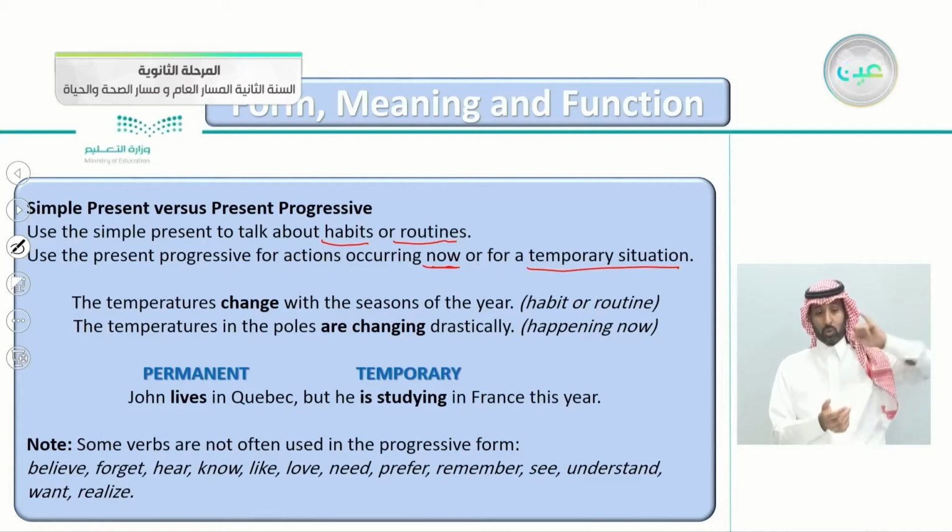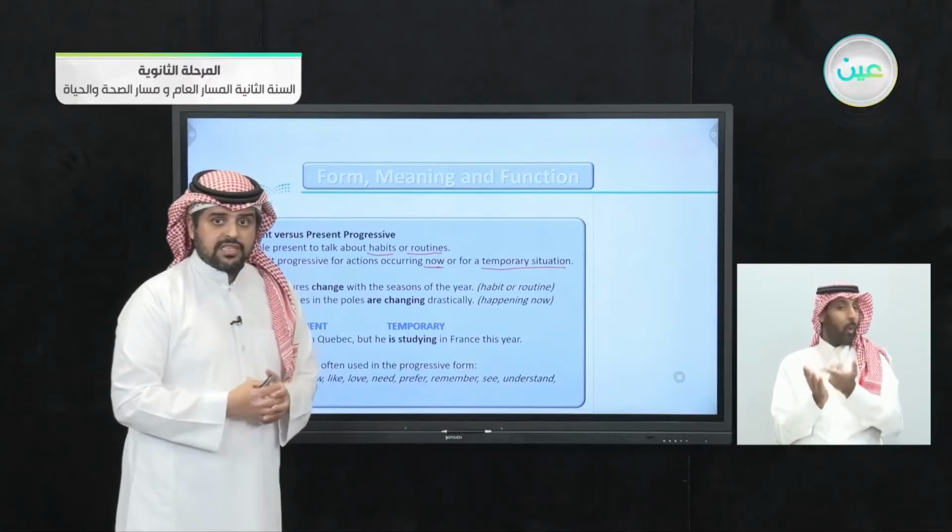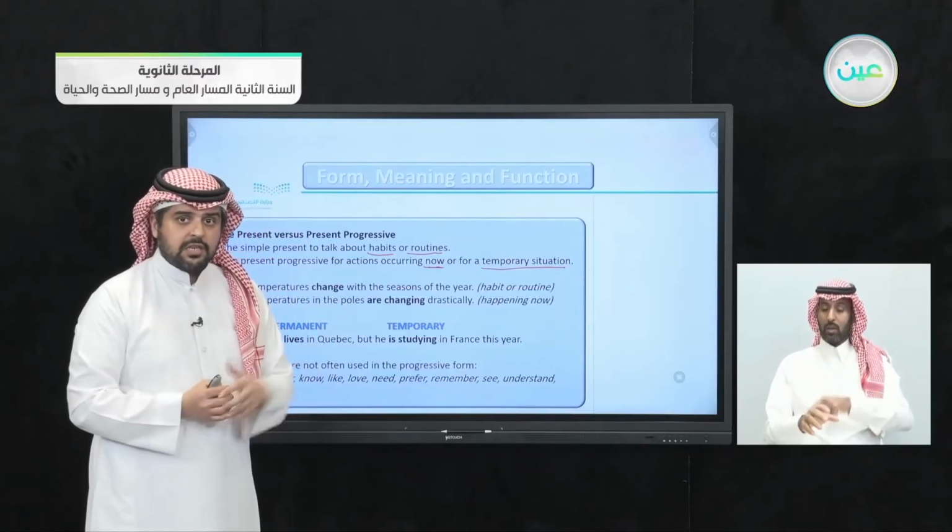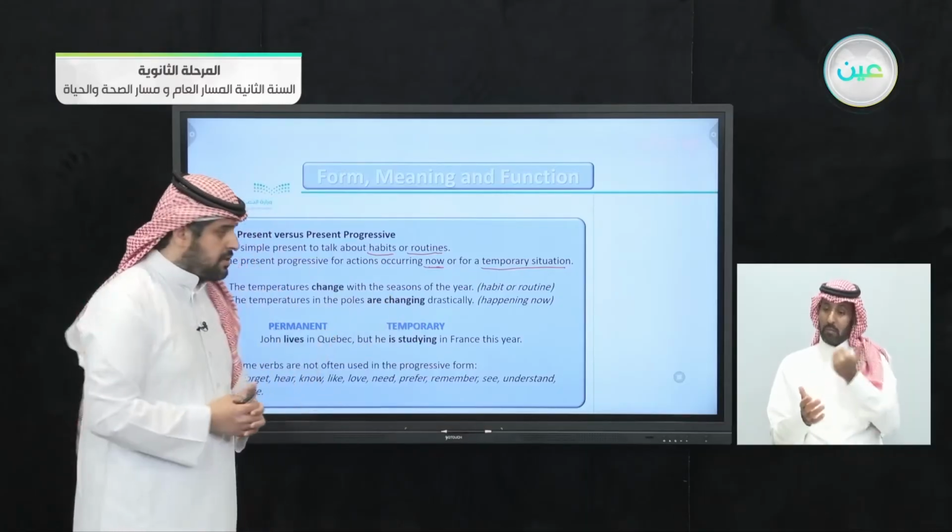John lives in Quebec, but he is studying in France this year. So notice here, John lives in Quebec. This is permanent. This is present simple. But he is studying in France this year. This is temporary. So this sentence combines the use of present simple and the present progressive. John lives in Quebec, this is a fact, but he is studying in France this year. This is the use of progressive because it's a temporary situation. He'll be studying, then he will come back to Quebec.